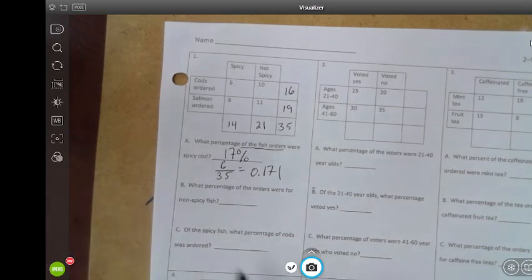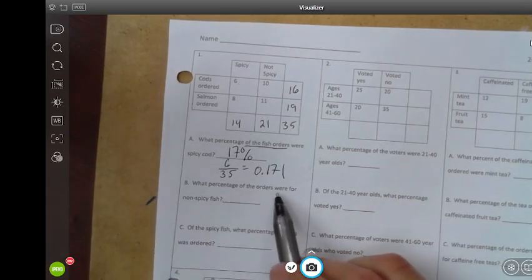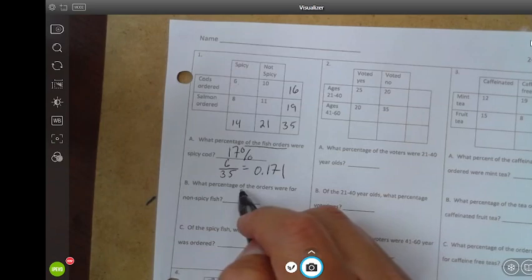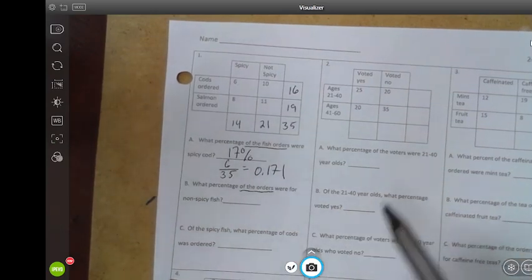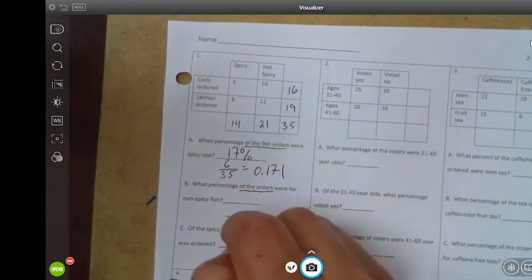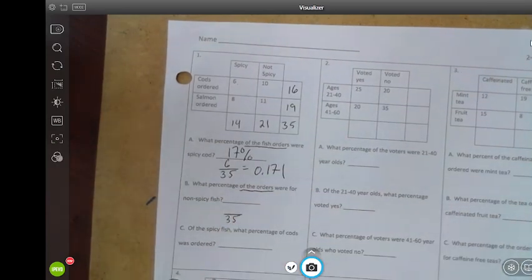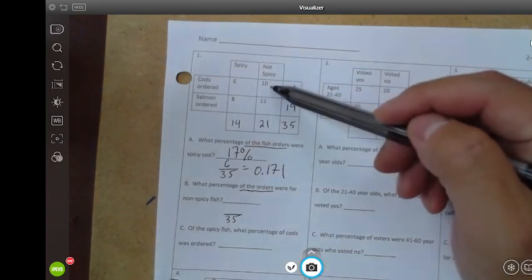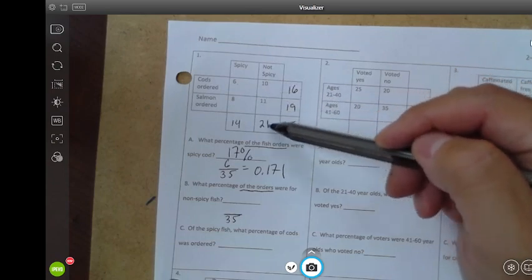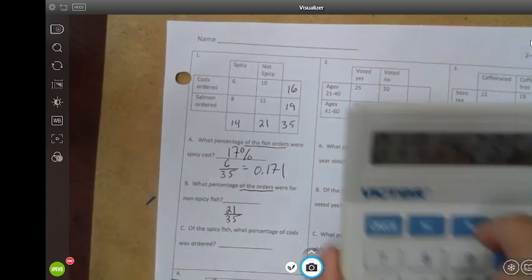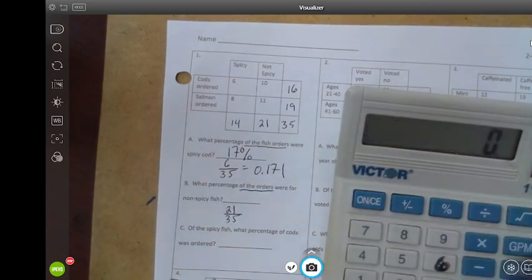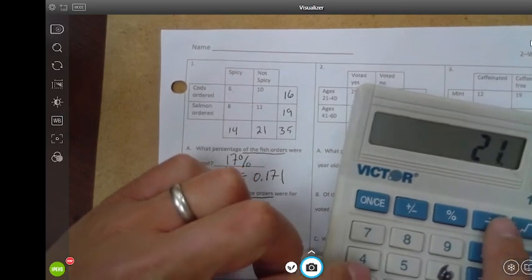Next one says, what percentage of orders were non-spicy fish? All right, so what percentage of orders? Again, it doesn't specify. That means of all the orders. So that's out of 35. Okay, so what percentage of orders were non-spicy fish? All right, so non-spicy fish right here, right? 21 were non-spicy fish. Okay, so I'm going to do 21 divided by 35 on this one.